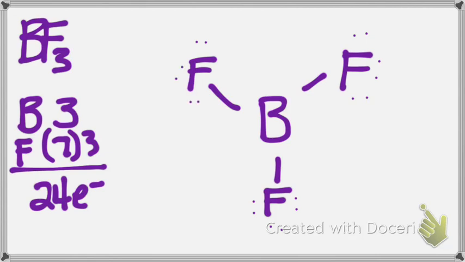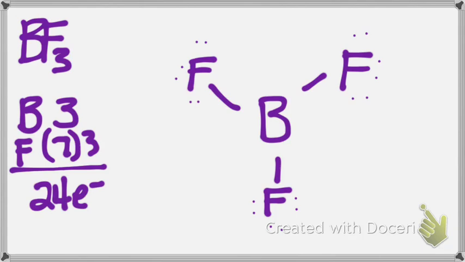Count them up. If you count correctly, and if I did it correctly, there should be 24 electrons, right? Count by 2s, starting with the top fluorine. 2, 4, 6, 8, 10, 12, 14, 16, 18, 20, 22, 24. We're done. Okay? Now, how many areas of electron density is around the central atom?